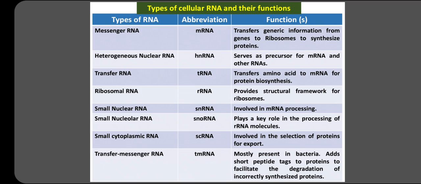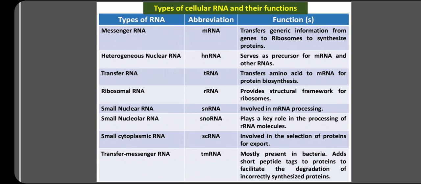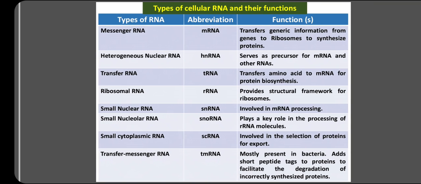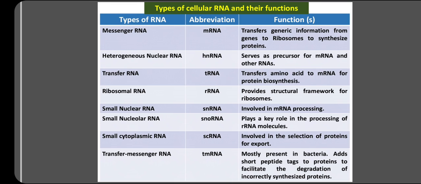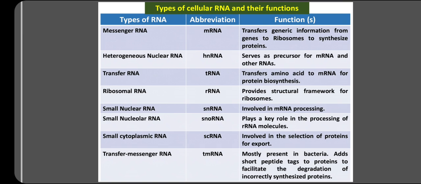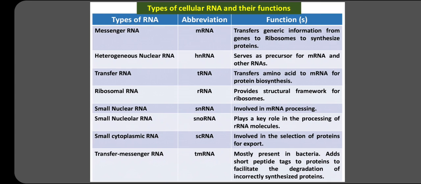Then next is small nuclear RNA, snRNA, which is involved in mRNA processing. When mRNA is processed, small nuclear RNA plays a key role in the processing of rRNA. Small cytoplasmic RNA, scRNA, is involved in the selection of proteins for export.